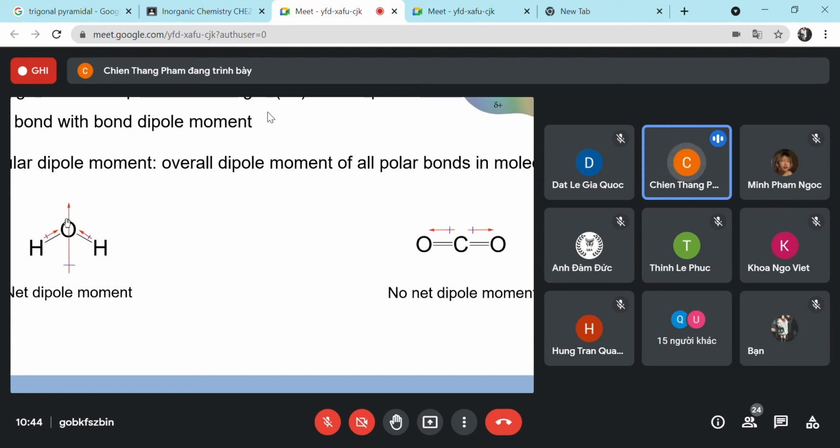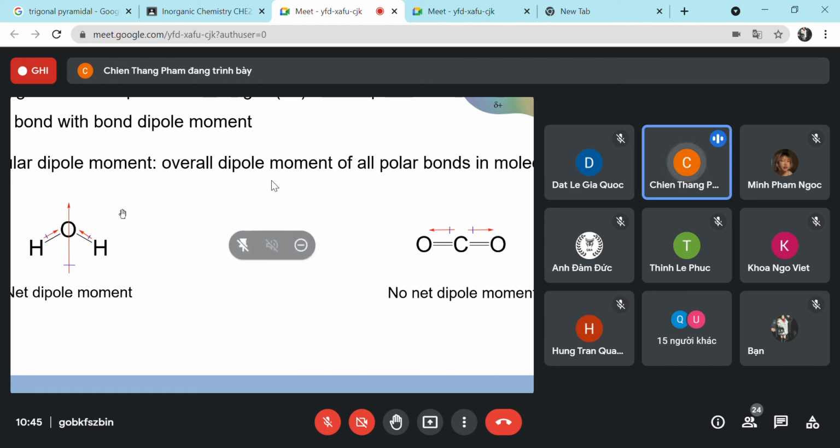So the dipole moment of each bond, and then you make the combination between the dipole moment of each bond, and we can find the overall dipole moment of the molecules. In case the dipole moment of the molecule is 0, we say that this is a non-polar molecule, and we use polar molecules for another situation.